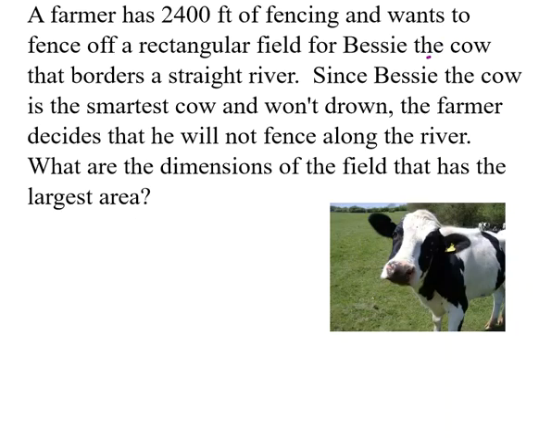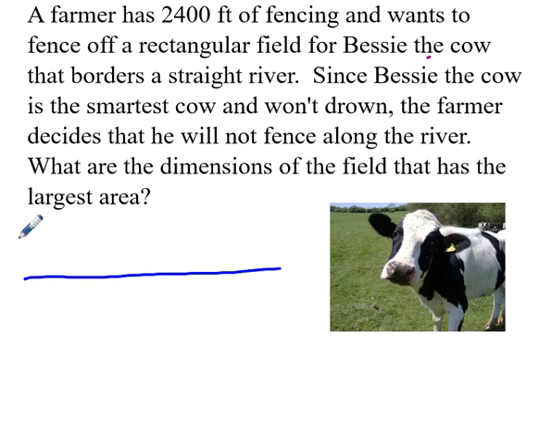So, a farmer has 2,400 feet of fencing and wants to fence off a rectangular field for Bessie the cow that borders a straight river. Since Bessie the cow is the smartest cow and won't drown, the farmer decides he will not fence along the river. What are the dimensions of the field that has the largest area? This should sound really familiar from Algebra 2.